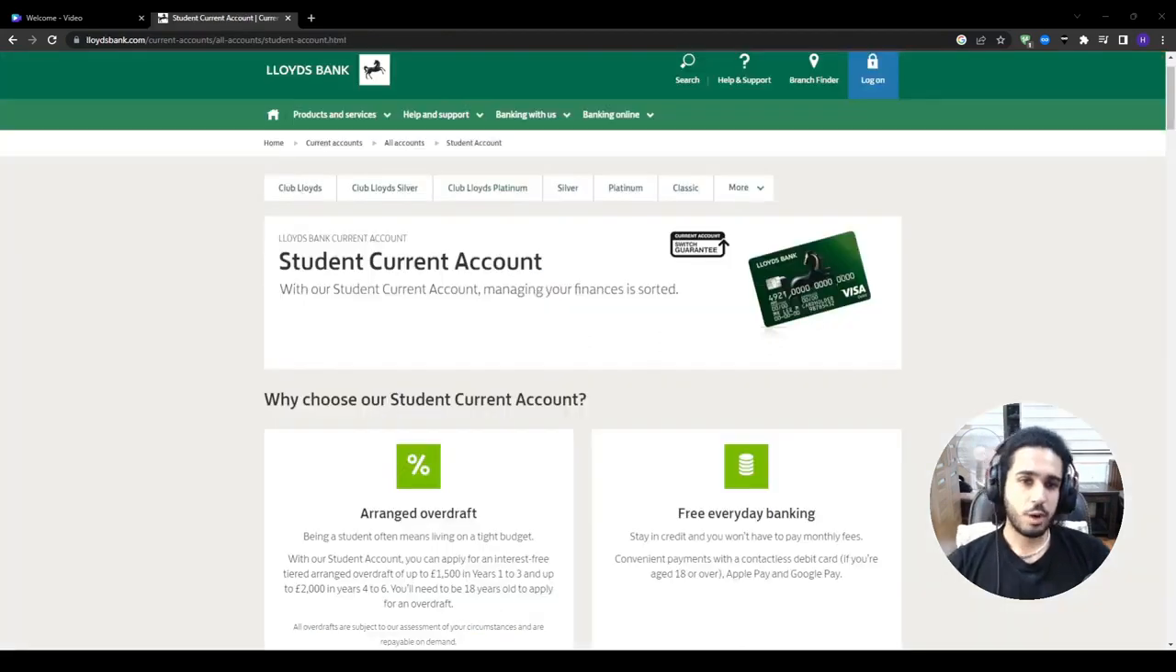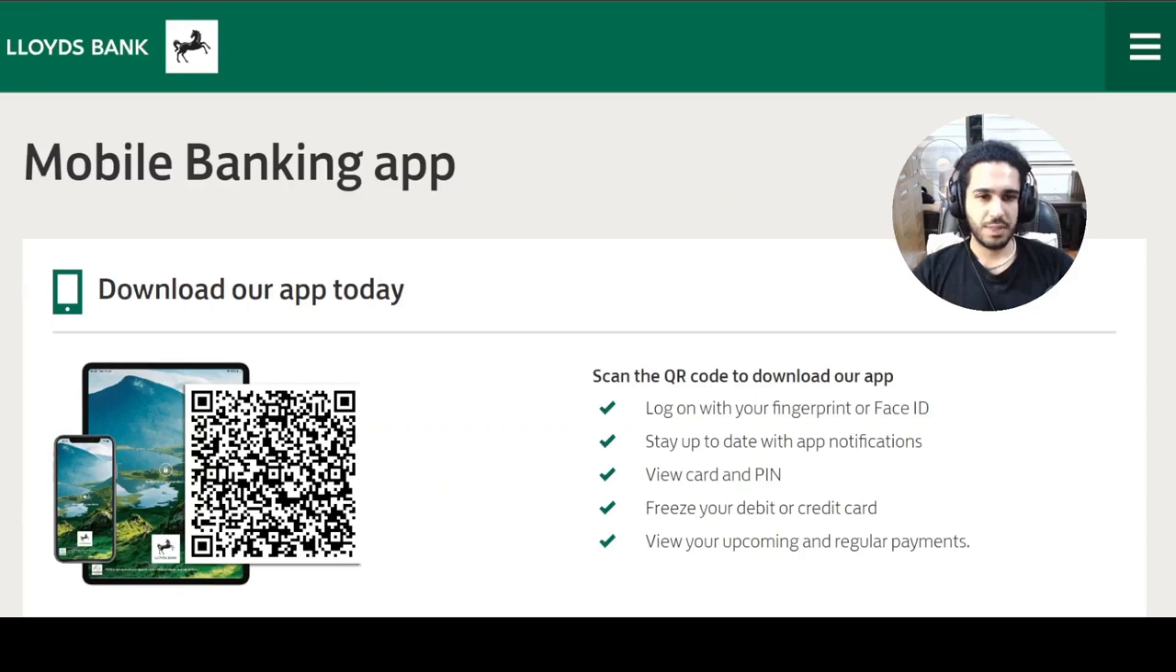And for our top pick for today, we have the Lloyds Bank Student Account. With a tiered interest-free overdraft up to £1,500 in the first year, increasing up to £2,000 in the second year, this account provides financial flexibility. With a strong online banking presence and lower charges on a variety of transactions, this account provides a comprehensive student banking solution. But that's not all.